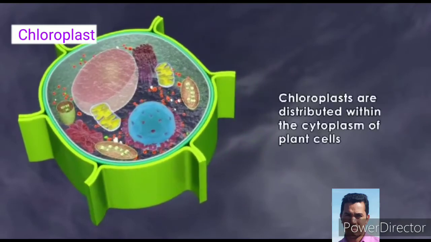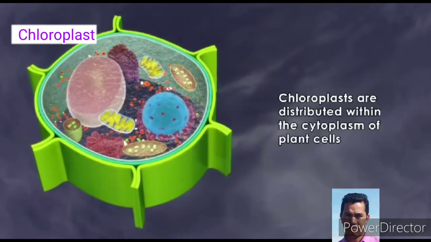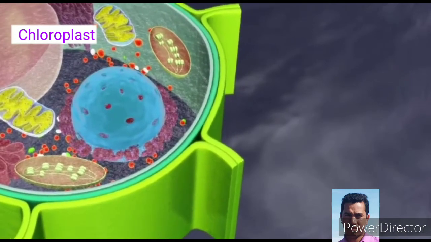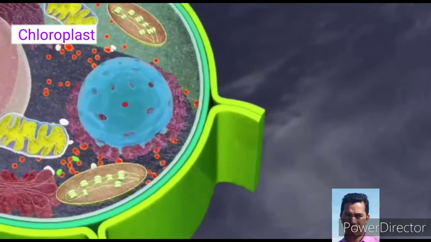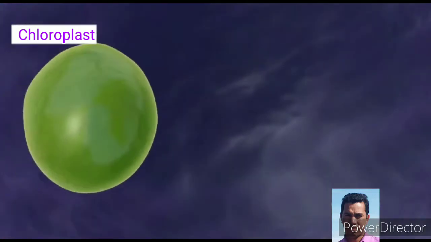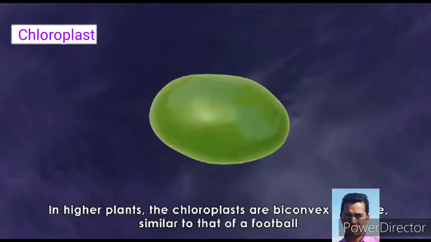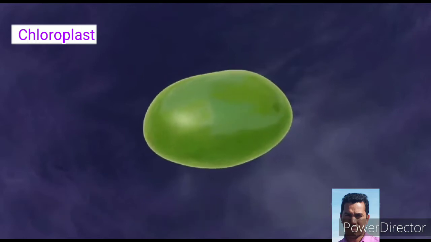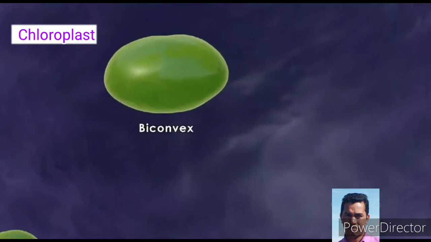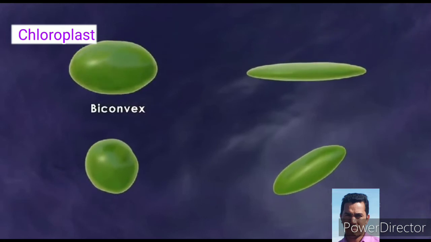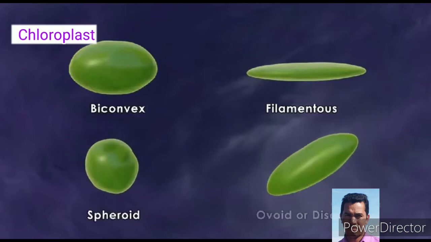Chloroplasts are distributed within the cytoplasm of plant cells. In some cells, they are concentrated around the nucleus or just beneath the cell wall. In higher plants, the chloroplasts are biconvex in shape, similar to that of a football. However, in some plants, chloroplasts will occasionally take on other shapes, such as filamentous, spheroid, ovoid, or discoid.